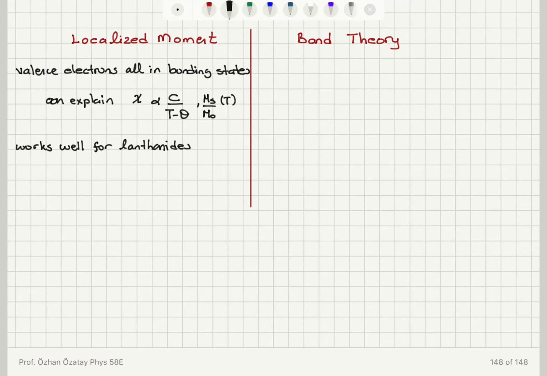Lanthanides have 4f electrons, so 4f electrons are localized, so it works well for lanthanides.